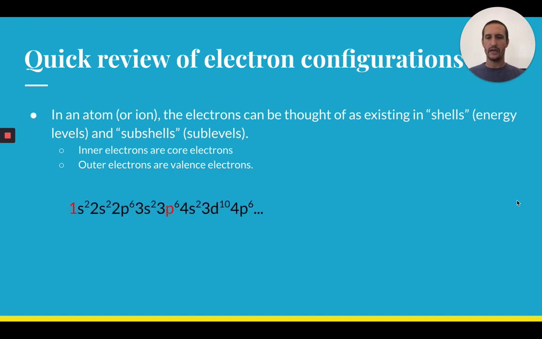So if we look at this example electron configuration, the numbers in the front of each letter represent the shell or the energy level. The letters represent the subshell or the sublevel. And then the numbers that go along the top in the superscript indicate how many electrons are in that subshell.